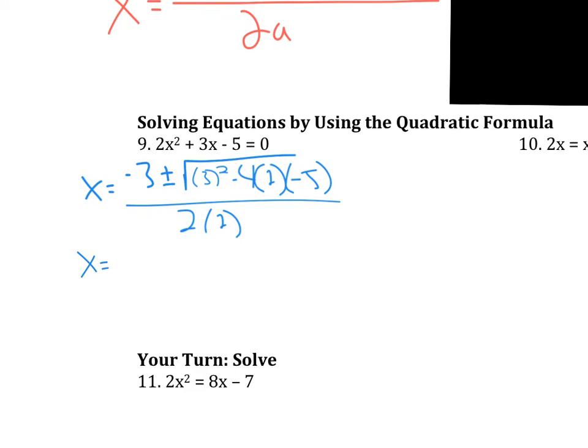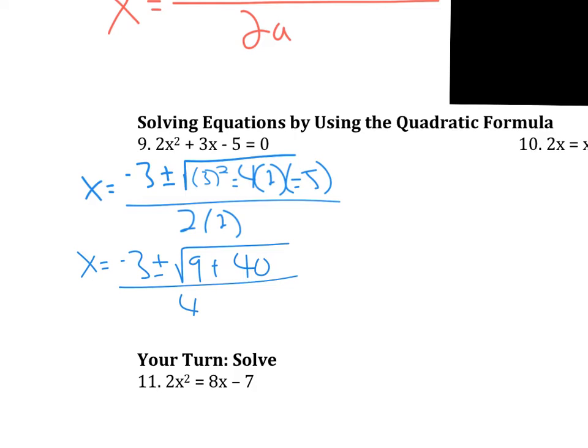So we get x equals, that is a negative 3, plus or minus. 3 squared is 9. And then multiply. I go 4 times 2 is 8. 8 times 5 is 40. And then we have 2 negatives, so that is a positive. And then 2 times 2 is 4.